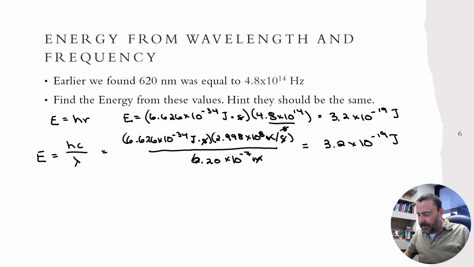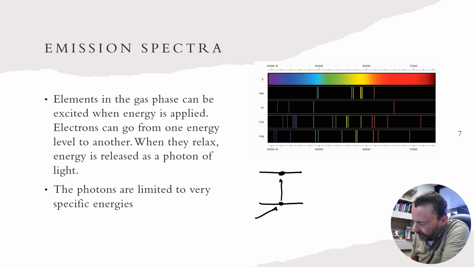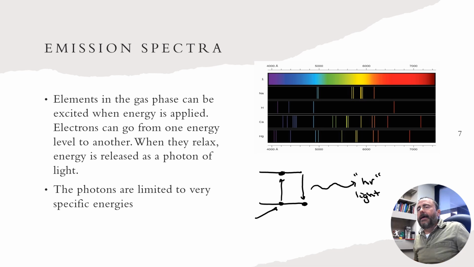All right, our next topic is something that we call emission spectra. When we've got elements in the gas phase, we can excite them by applying some sort of external energy to them. When we do this, we can excite electrons from one energy level to another energy level by putting energy in. And then when those electrons relax or fall back down, they're going to give off a photon of light. That photon of light is going to have a very specific energy depending upon the level to which it falls down.